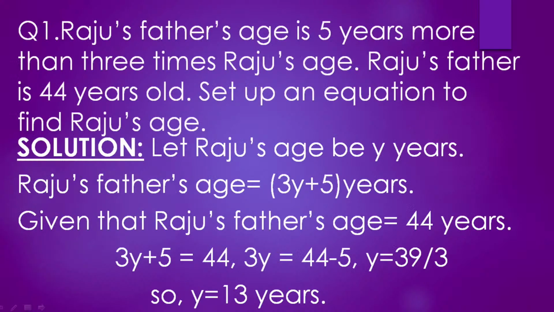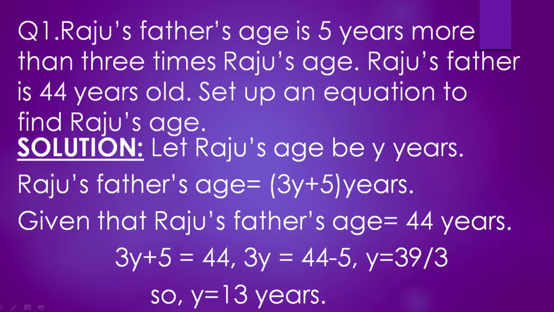Now we should solve some questions, children, so that you understand how a daily life problem can be converted into a mathematical statement, that is in the form of a linear equation, and then we will try to solve that. Now here is a question. Raju's father's age is 5 years more than 3 times Raju's age. Raju's father is 44 years old. Set up an equation to find Raju's age. Now this one is difficult. No, it is easy, Simran.